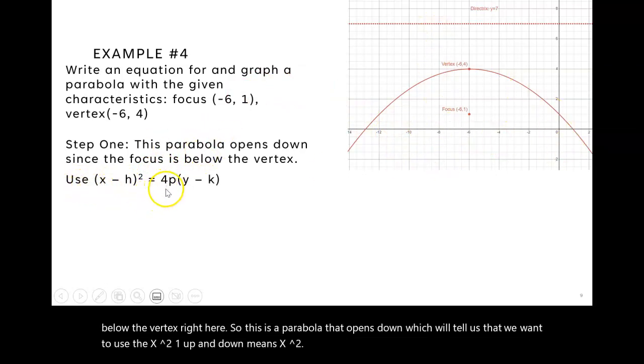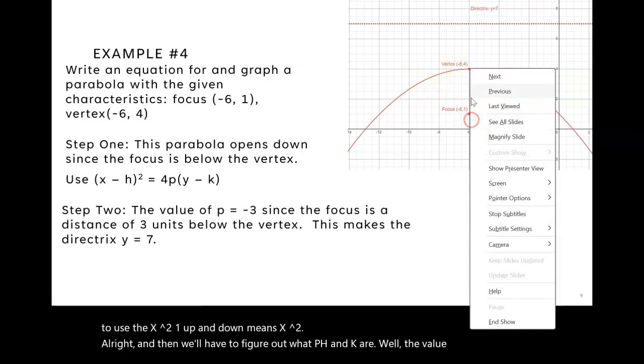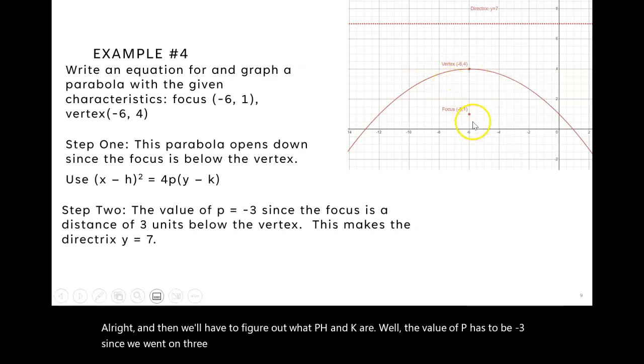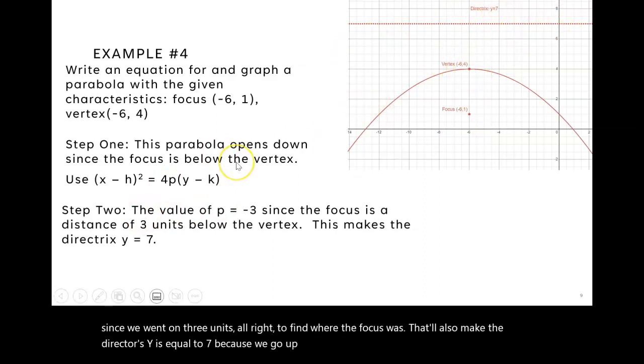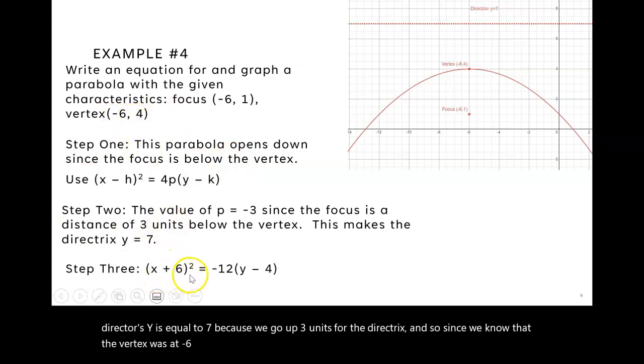All right, and then we'll have to figure out what p, h, and k are. Well, the value of p has to be negative 3 since we went down 3 units to find where the focus was. That'll also make the directrix y is equal to 7 because we go up 3 units for the directrix. And so, since we know that the vertex was at negative 6 comma 4, we get x plus 6 squared equals negative 12 times y minus 4. All right, that's our h and k values that were already given here.